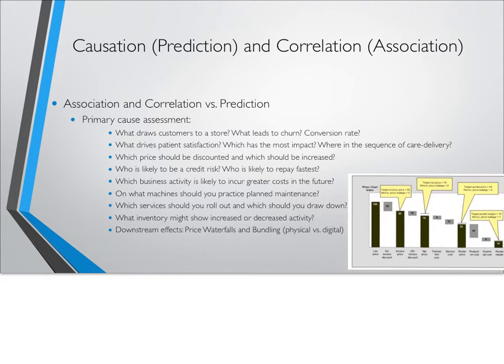Similarly, what drives patient satisfaction? You could say that patient satisfaction depends upon how quickly they are attended to by a physician or a nurse, or how quickly the check-in or the check-out happens, or how efficient the billing is. These are all likely to be causal. But then, if it is causal, which one of these has the greatest impact? Wherein is the sequence of care delivery? So how do you set up a sequence of care delivery so that the patients actually have the best satisfaction? Which prices should be discounted and which should be increased? Who is likely to be a credit risk? Who is likely to repay the fastest?